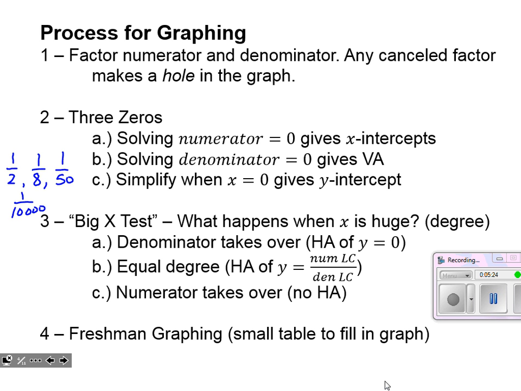So if we have 1/2, then 1/8, then 1/50th, then 1 over 10,000, those numbers are getting tiny, tiny, tiny. So they're getting drawn closer and closer to a horizontal asymptote of y equals 0, a height of 0. 1 over 10,000 is a tiny number. It's really close to 0. That's why that takeover produces a horizontal asymptote when the denominator takes over, I should say.